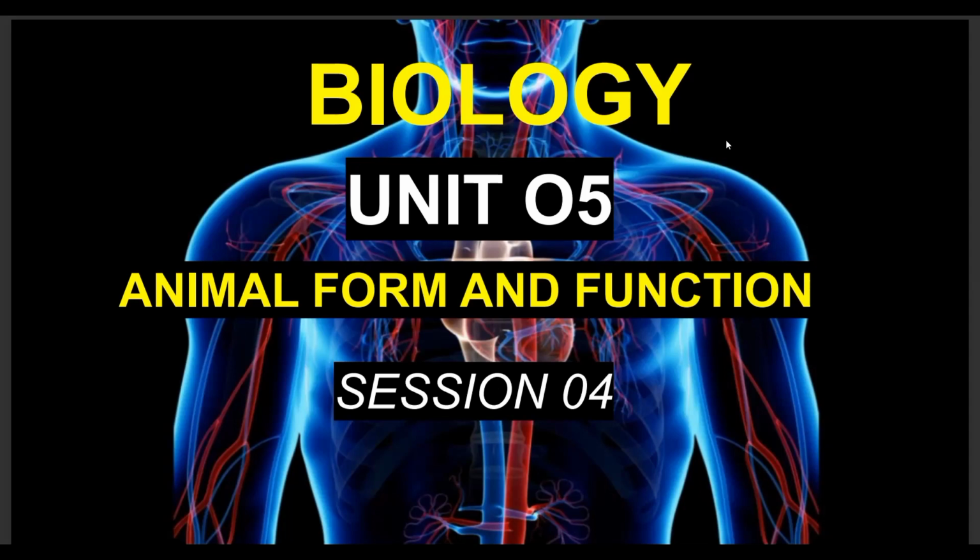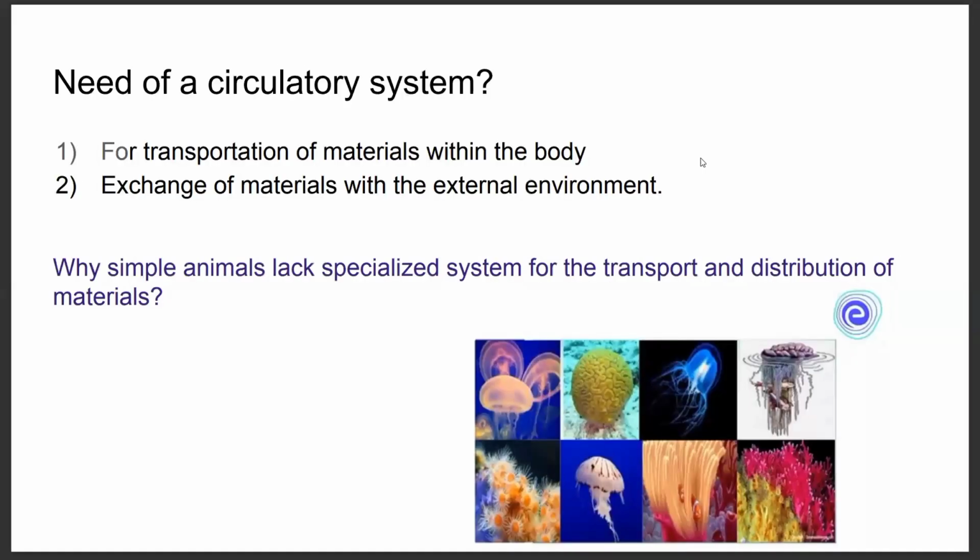There are two main needs. First, the transportation of materials within the body. And second, the exchange of materials with the external environment. These are the two requirements of a circulatory system. Now, as I told you, simple animals like cnidarians and flatworms lack a specialized system for circulation. In those organisms, transportation and exchange of materials with the external environment take place through their body surface by simple diffusion.